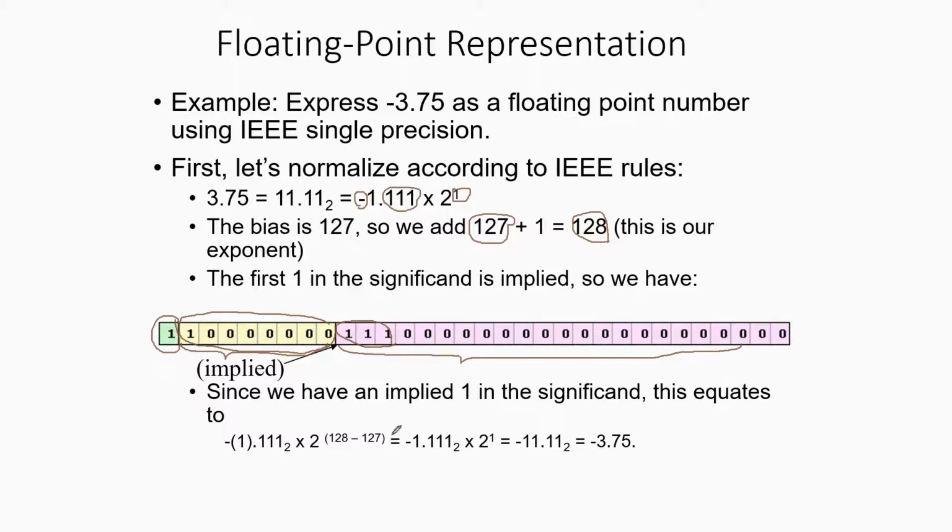While deriving that, the bias needs to be subtracted from the stored value, that is 128, and the value will be negative 1.111 into 2 to the power 1. 128 minus 127 equal to 1, which will be equal to minus 11.11, that is minus 3.75. This is the value that we have stored. Let us go to the next slide.